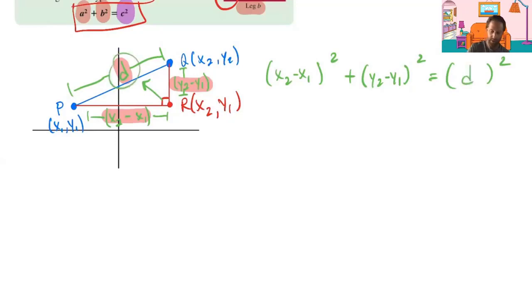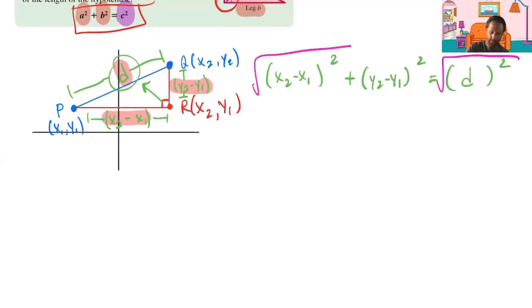Now the problem with that is this is set up to actually be equal to d squared. We wanted to know what d by itself was. What is that distance between these two random points p and q? So hopefully you know how to undo squaring something. We would have to take the square root. And if we do it to one side, we'd have to do it to the other.